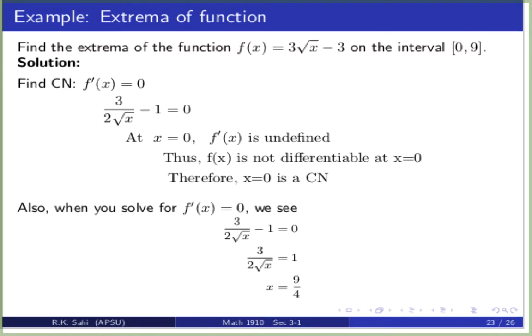Now here, we would like to find the extrema of the function 3 square root of x minus x. I think it should be minus x, otherwise this is not going to work, on the interval 0 to 9. When you look at this function, it is nicer because x cannot take any negative values. Otherwise, this function is nice. So let's see how the graph looks.